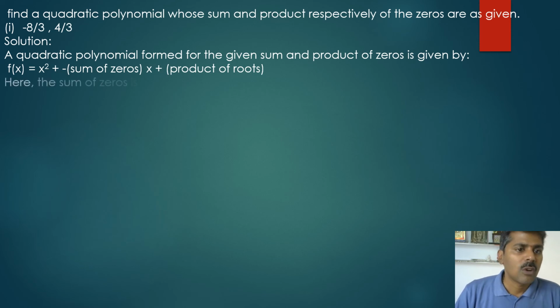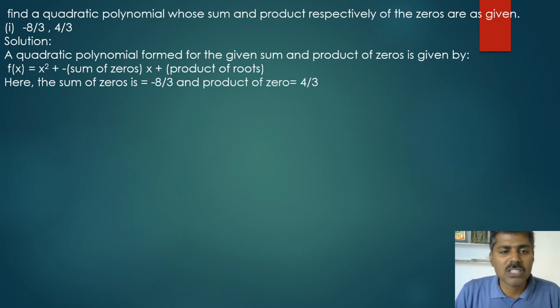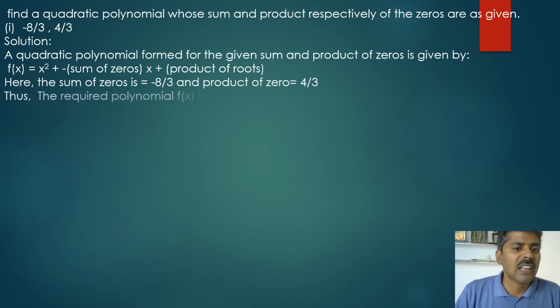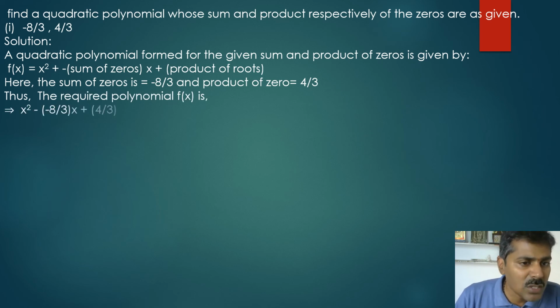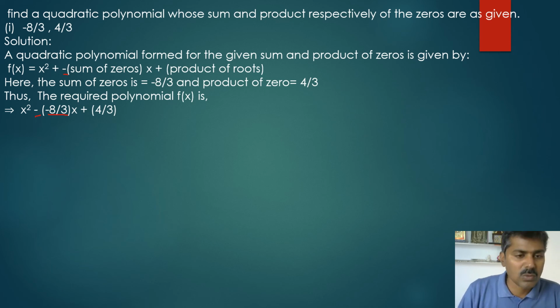Now simply, the sum of the zeros given here is minus 8 by 3, the product of the zeros is 4 by 3. So I can say that the required polynomial f of x is x square minus of sum. You have to remember here: this minus is in the formula and this minus is in the given problem. So minus of minus 8 by 3 into x plus product of the roots is 4 by 3. So finally, simplifying, I will get x square plus 8 by 3 x plus 4 by 3.